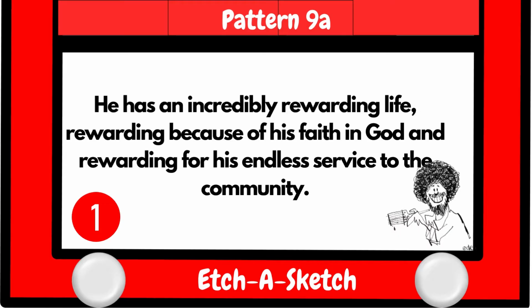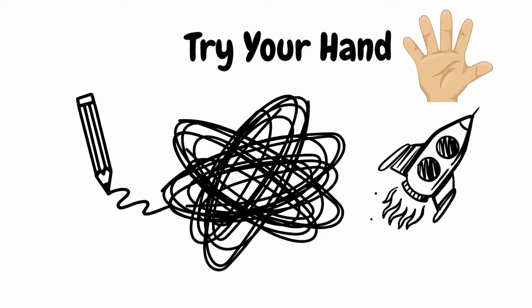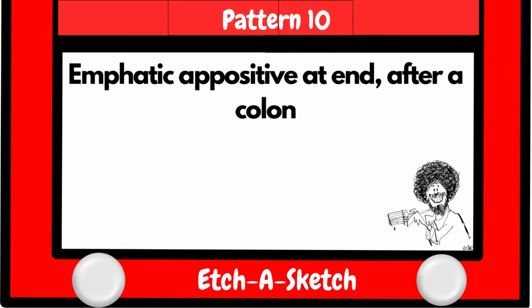So you can see there the word rewarding is paralleled in that. And then you have 2, 3, 4, 5. Try your hand at it 5 times. Pattern number 10, pretty easy. Emphatic appositive at the end after a colon.